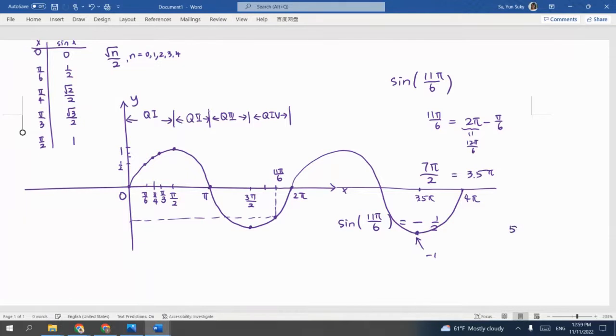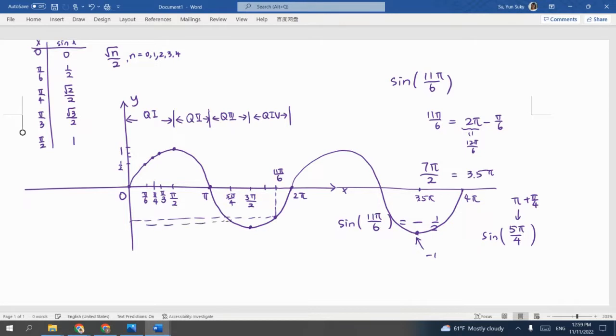How about one more example? 5 pi over 4. What is sine of 5 pi over 4? Well, 5 pi over 4 is bigger than pi. Do you agree? So bigger than pi here is actually pi plus pi over 4. Right, everybody? 5 pi over 4 is actually pi plus pi over 4. So pi is right here. You add pi over 4, which is half of this, right? So this is 5 pi over 4.